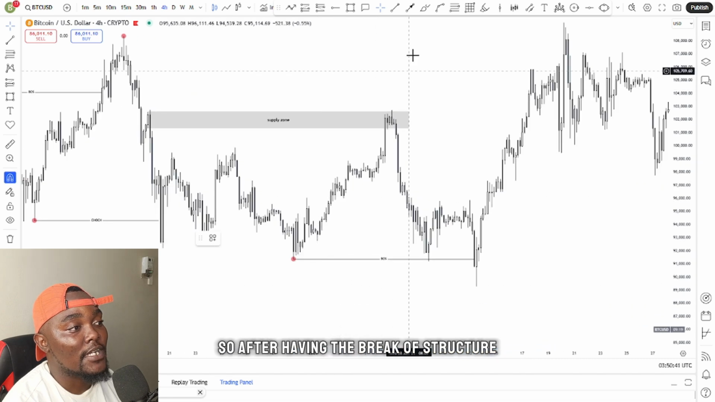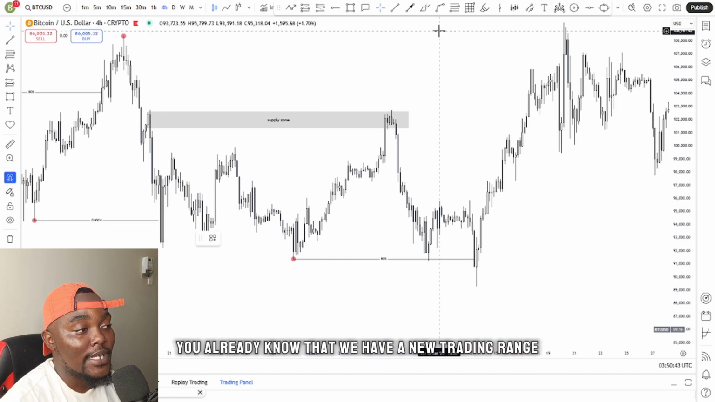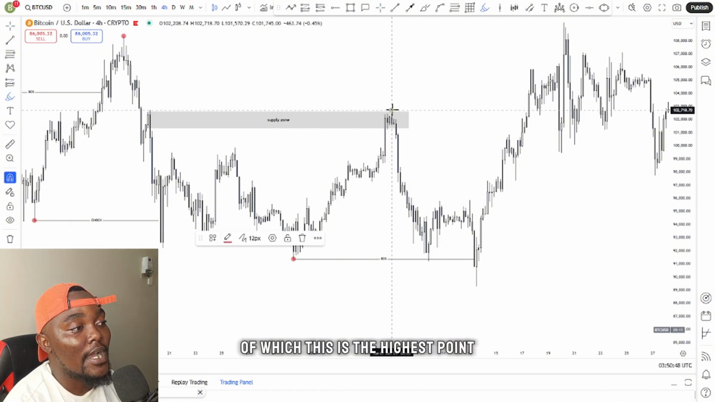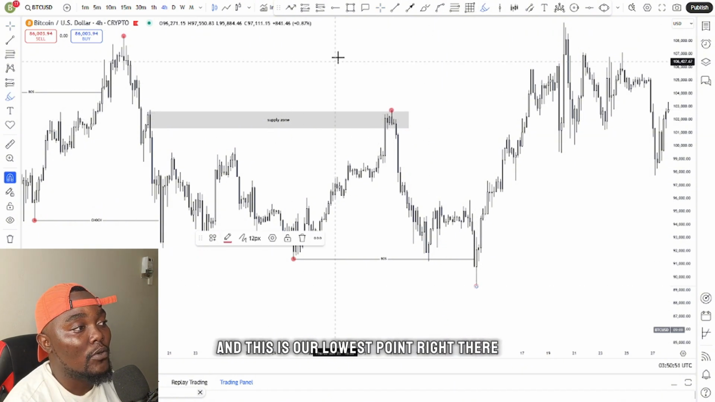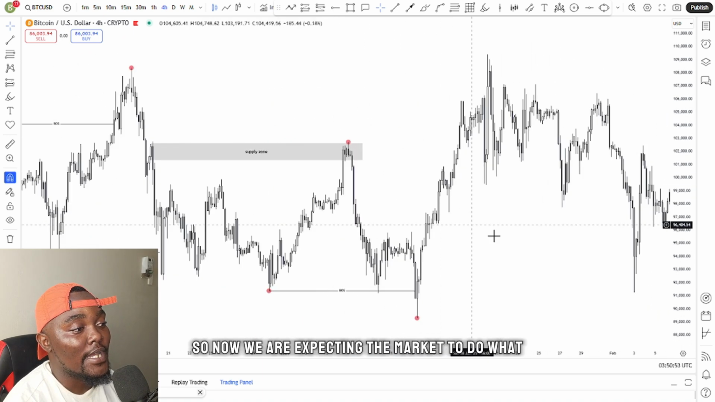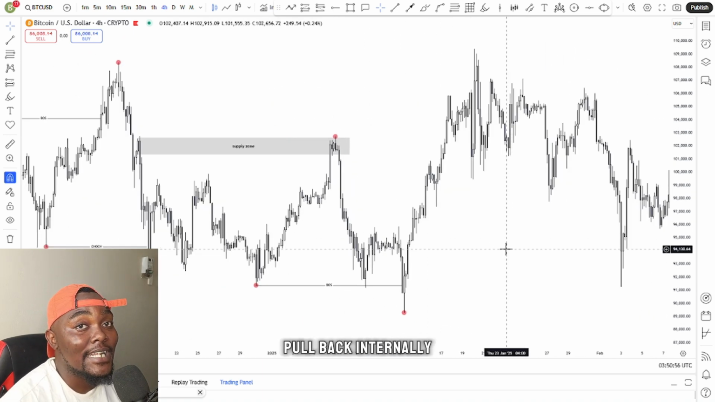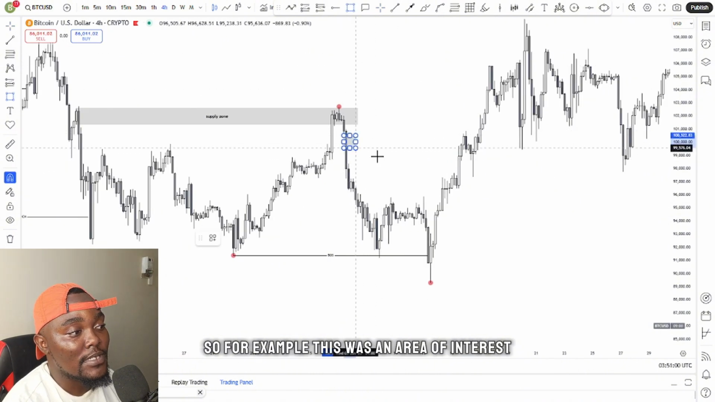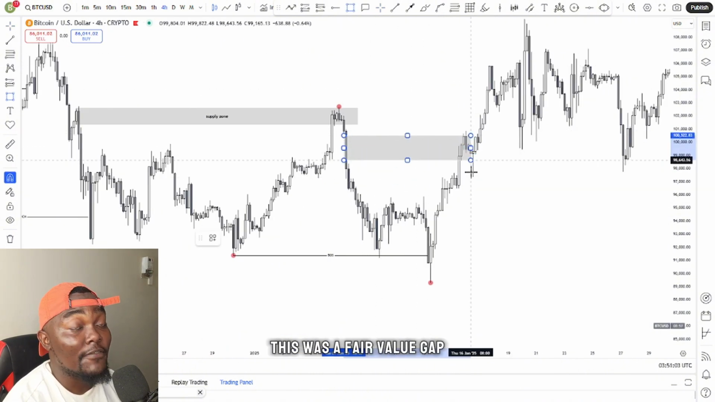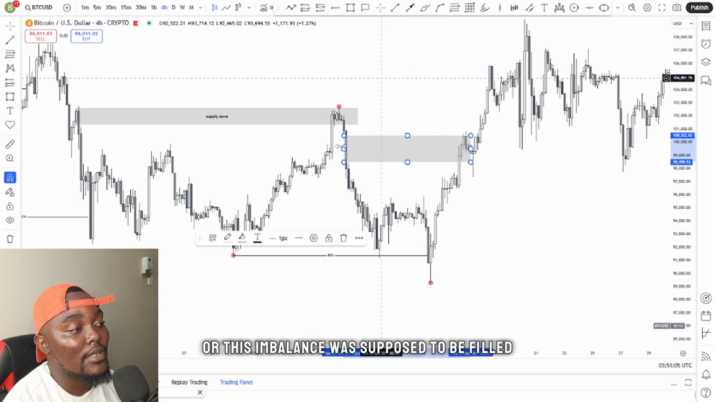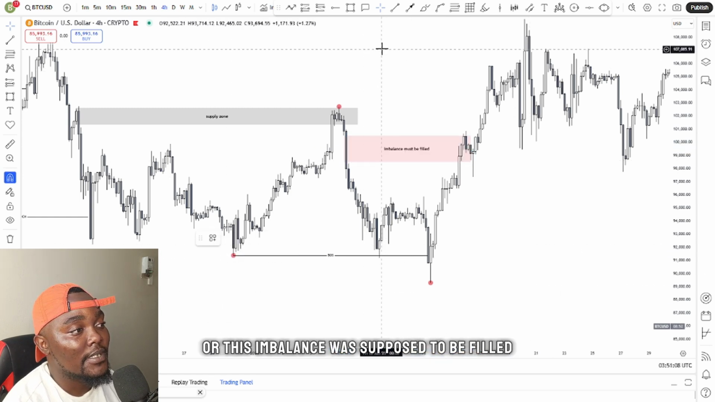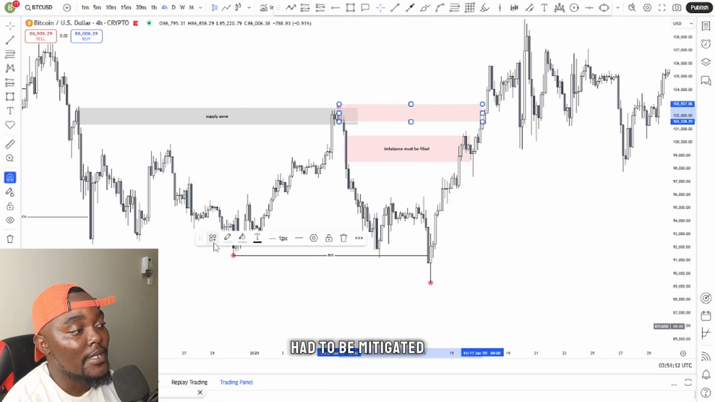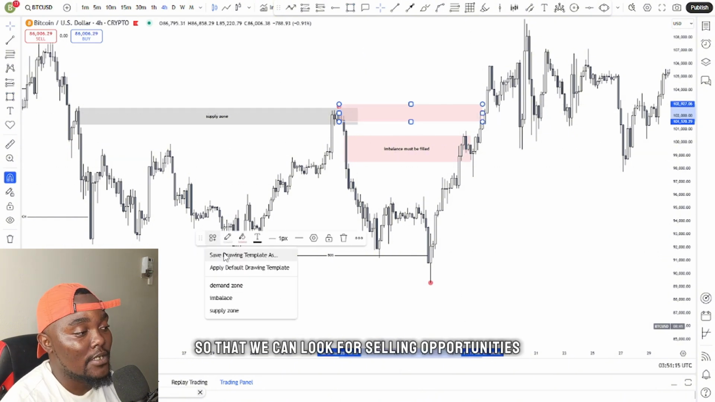After having the break of structure, we already know that we have a new trading range. The previous one is no longer working, but we have a new one, of which this is our highest point and this is our lowest point right there. Now we are expecting the market to do what? Pull back internally, so that we can get into areas of interest. For example, this was an area of interest. This was a fair value gap, guys. This gap, or this imbalance, was supposed to be filled, and this area of supply had to be mitigated, so that we can look for selling opportunities, guys.